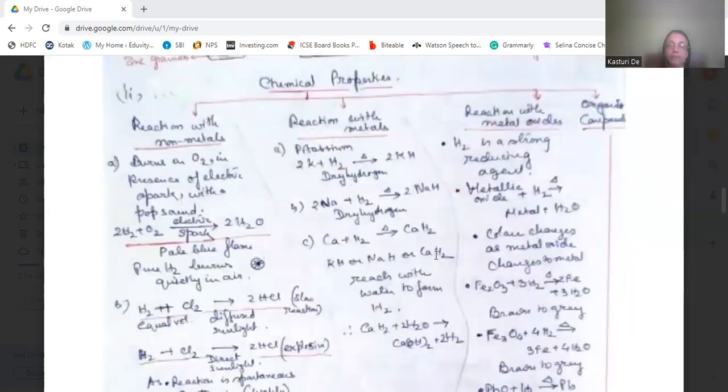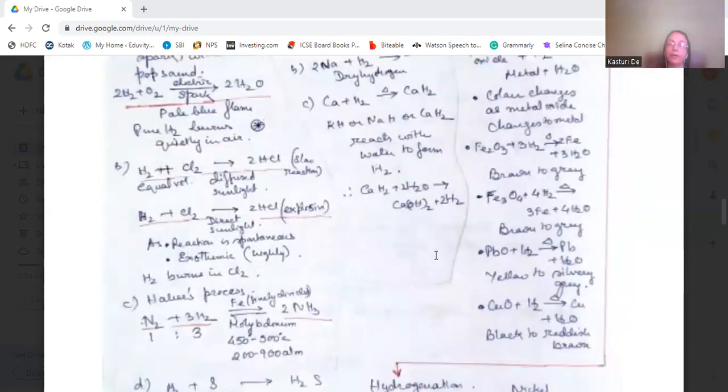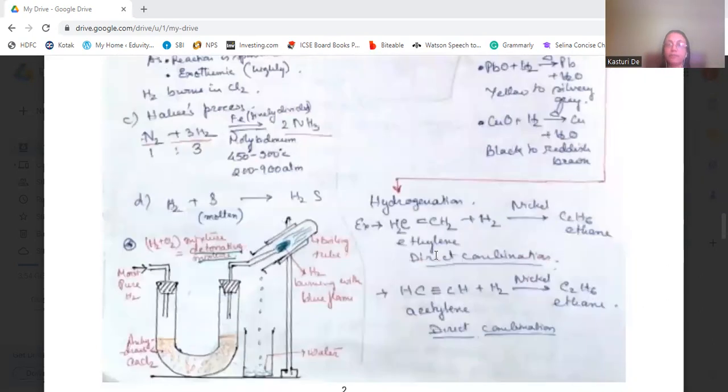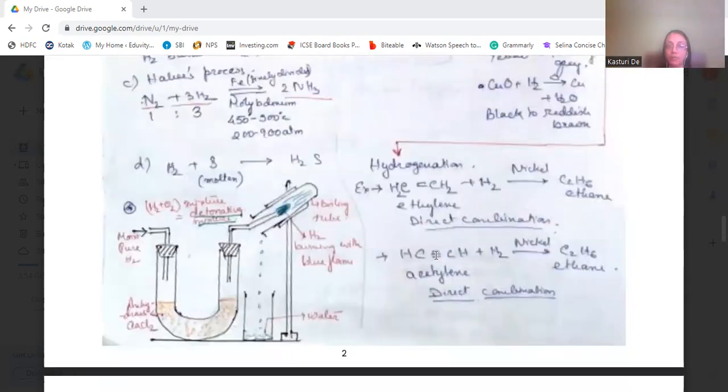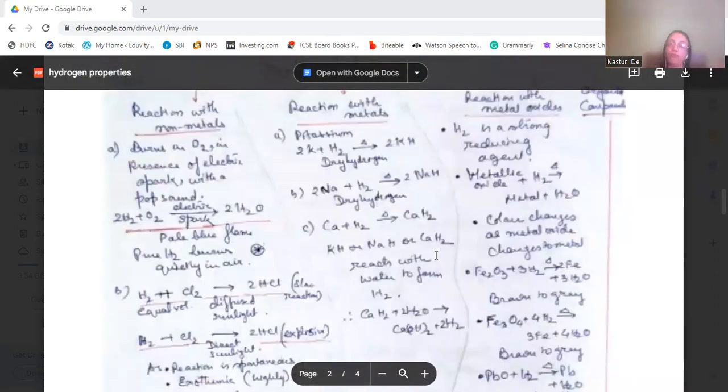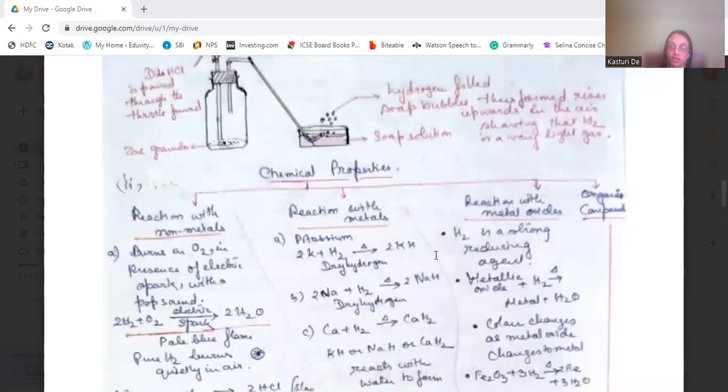Non-metals like oxygen, chlorine, nitrogen, and sulfur. These are all non-metals with which hydrogen reacts, forming some compounds. With oxygen, it burns in oxygen in the presence of an electric spark. The electric spark is required for the combination of hydrogen with oxygen. That is, it burns in oxygen in the presence of an electric spark to produce what? Water. When it burns in oxygen in the presence of an electric spark, it produces a pale blue flame.